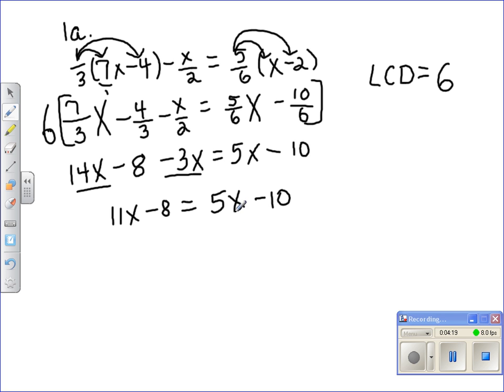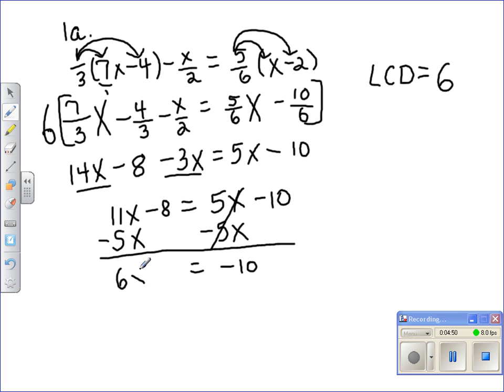Now, the next step is to move your 5x over to the left-hand side, because if we're going to solve for x, we need to have them all together. We always do that with opposite operation. 5x was positive, so I subtract it. Anything I do to the right-hand side of the equation, I have to do to the left-hand side of the equation. The 5x minus 5x canceled out. That's what we were attempting to have happen there. Get rid of our variable on the right-hand side. I'm left with just a negative 10. Over here, 11x minus 5x is 6x, and bring down my minus 8.